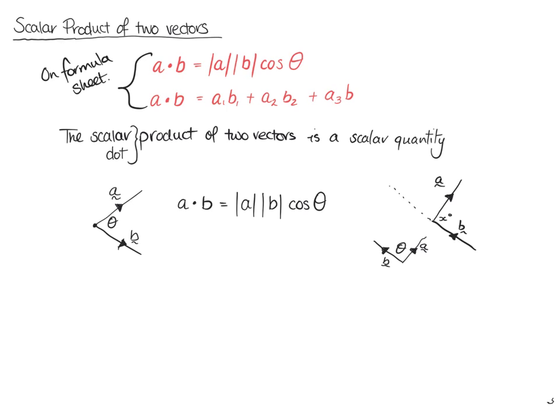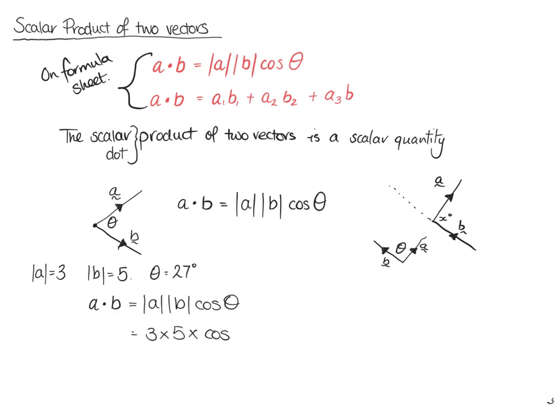We're going to find the scalar product, so we're going to find A dot B. And we're going to say that the length of A, so the magnitude of A, we're going to give it a value and it's going to be 3. The magnitude of B is going to be 5. And that angle is 27 degrees. Okay, so it's just using the formula: the magnitude of A times the magnitude of B times the cos of the angle. So it's 3 times 5 times the cos of 27.